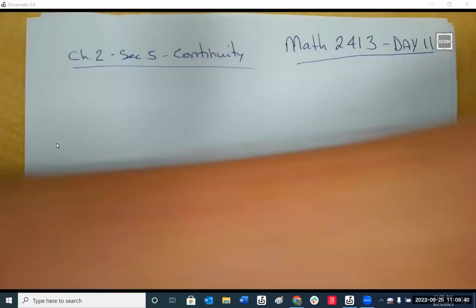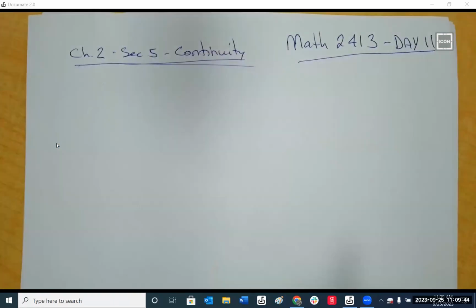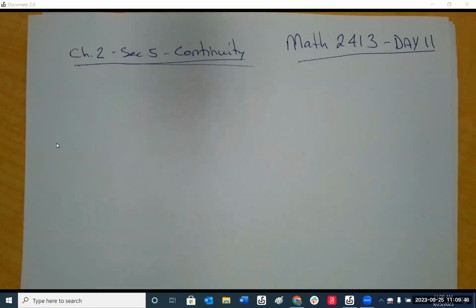All right, today we're going to talk about continuity, and this will finish chapter two. Unfortunately, this is pretty long, so we may take it in two days, and then we'll start chapter three and chapter four. Chapter three and chapter four will be long ones, but then chapter five is only two or three sections.